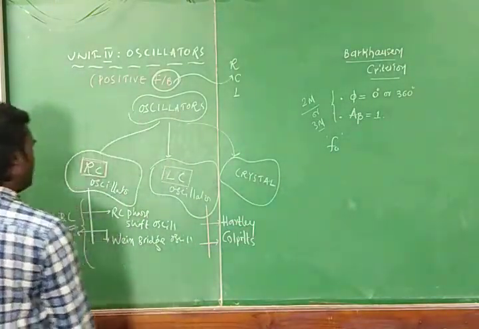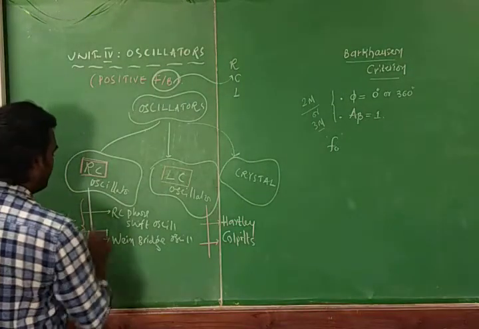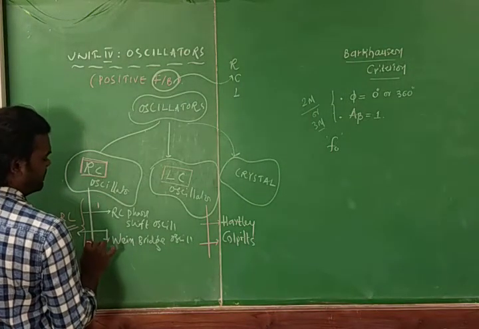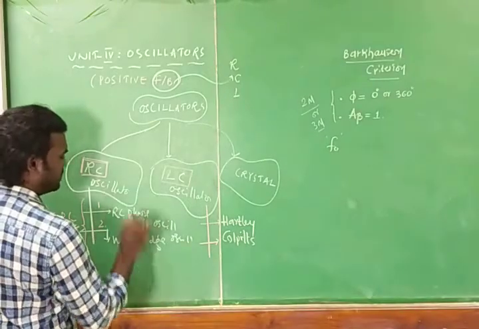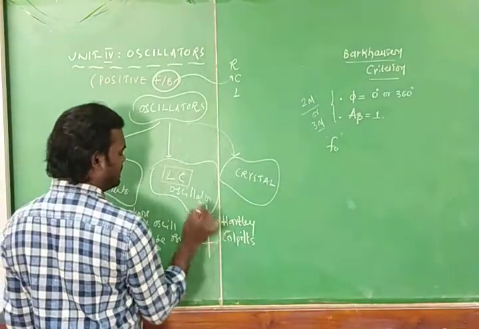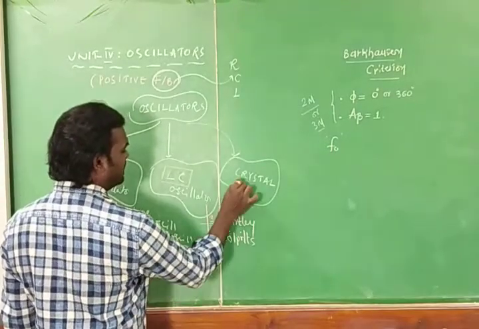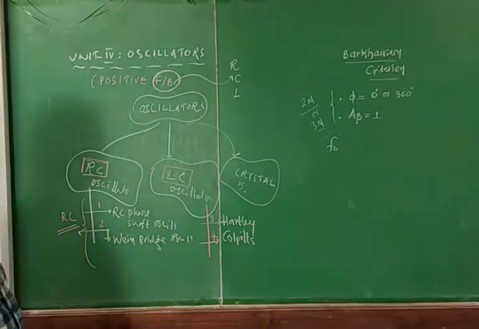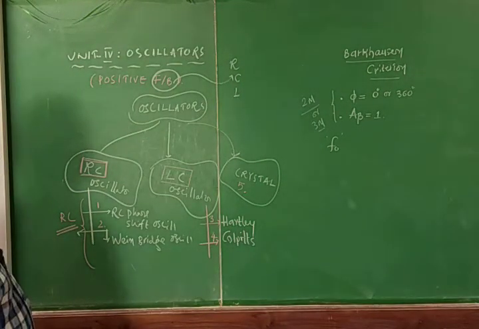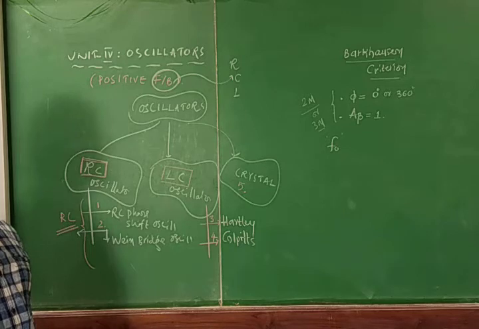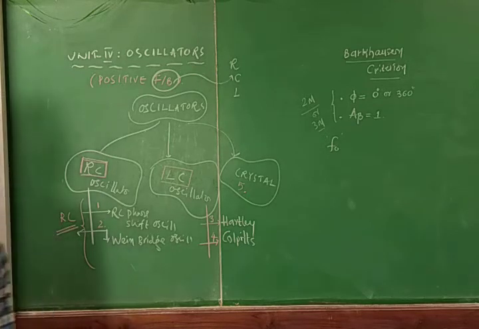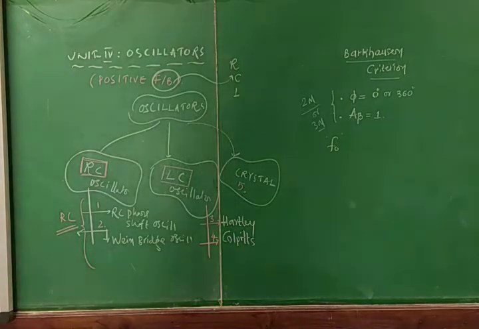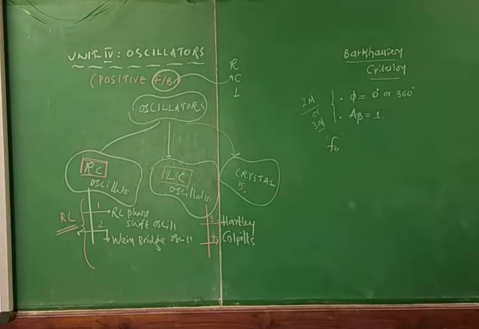So how many do we have to discuss in the oscillator unit? First is the RC phase shift oscillator, next is the Wien bridge oscillator, third is the Hartley oscillator, fourth is the Colpitts oscillator, and fifth is the crystal oscillator. With these 5 oscillators, the oscillators chapter will be completed. So in this class I am going to talk about one particular oscillator, the RC phase shift oscillator.